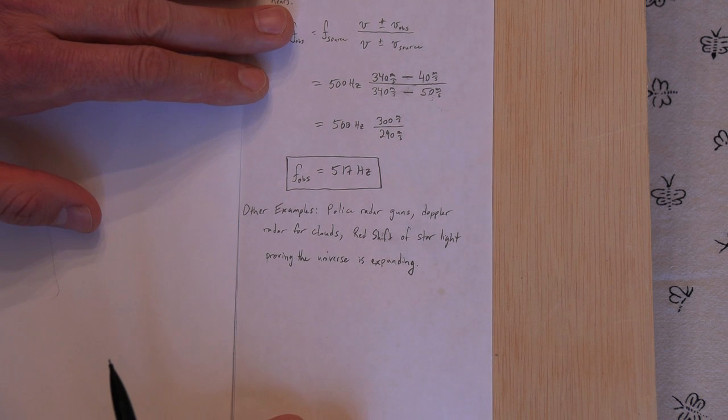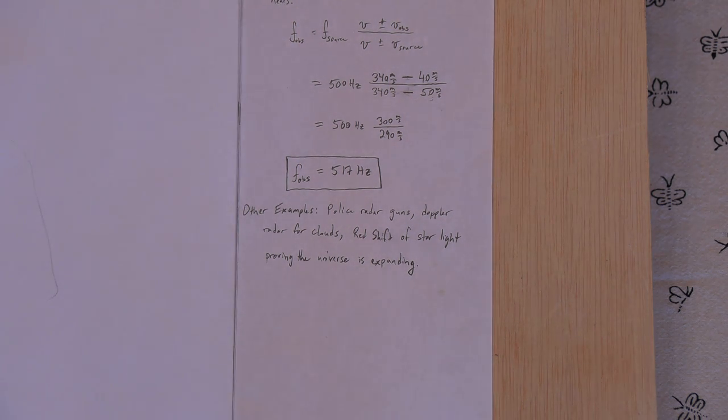All right, so that's a calculation example. I just want to briefly mention that there are other examples of the Doppler effect that you need to be able to identify. Like, for example, police radar guns. You're driving down the road, and maybe you're going 20 miles over the speed limit. The cops pull you over. How did they figure out what speed you were going?